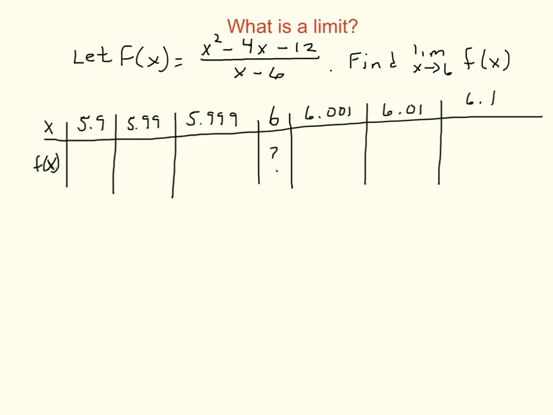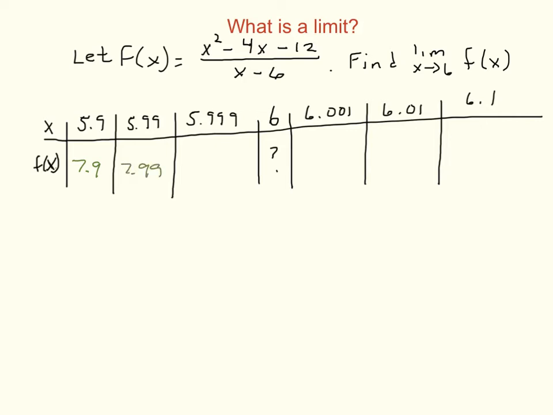So what we're going to do is plug the values into this particular function, and we'll start out with the ones to the left. So the first thing I'll do is plug 5.9 in for x. You're going to need to do it in your calculator. I put 5.9 squared minus 4 times 5.9 minus 12, divided by 5.9 minus 6. And when I plug that into the calculator, I end up getting 7.9. I do the same thing with 5.99, and when I do that, I get 7.99.